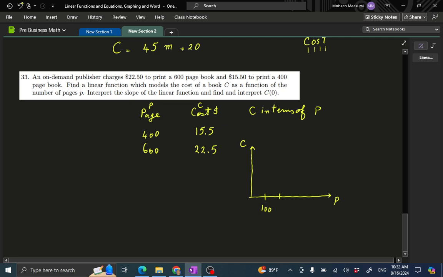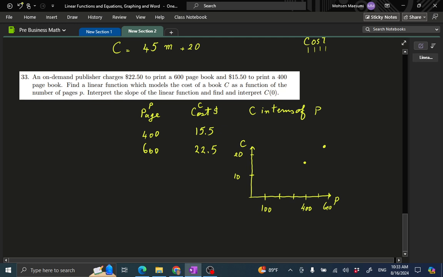100, 2, 3, 4, 5, 6. So at 400, I have 1550. In the vertical axis, perhaps I will have $10 and $20 and so on. So 1550 is somewhere here, just approximately drawing something. And at 600 we have 2250. So 2250 is somewhere here.